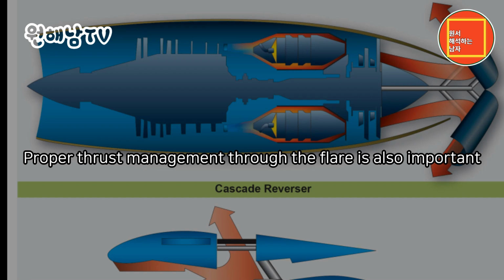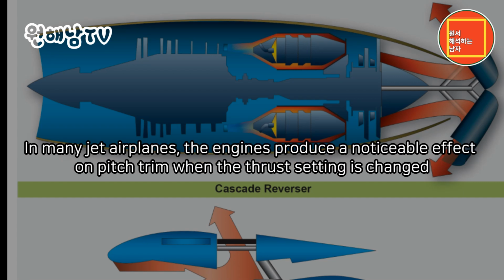Proper thrust management through the flare is also important. In many jet airplanes, the engines produce a noticeable effect on pitch trim when the thrust setting is changed.